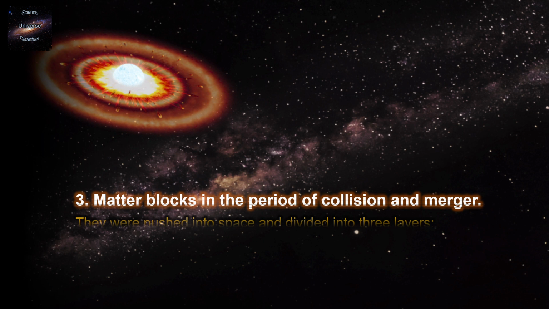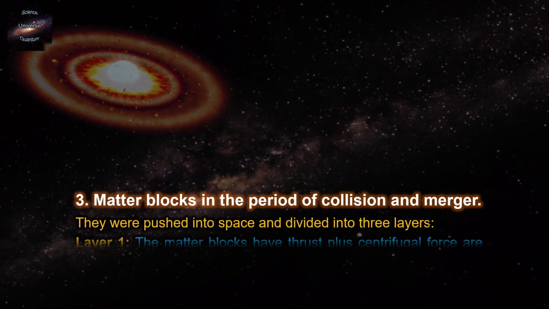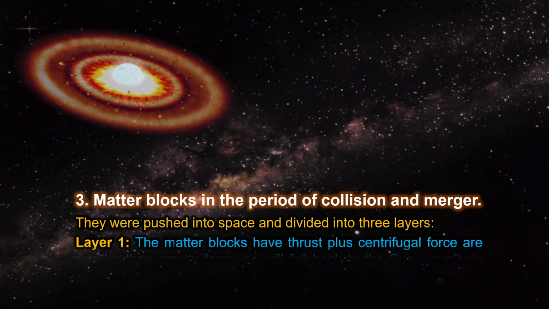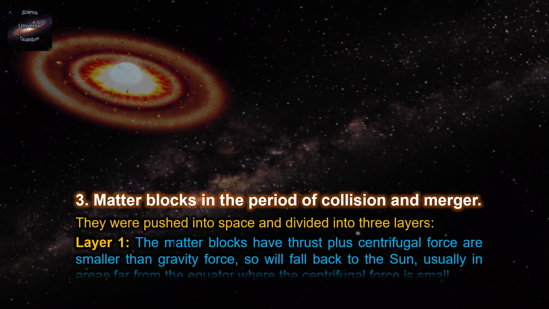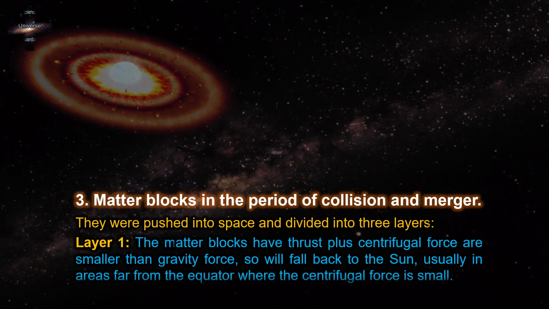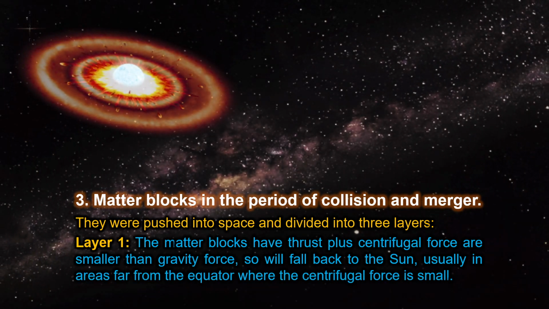3. Matter blocks in the period of collision and merger. They were pushed into space and divided into three layers. Layer 1. The matter blocks have thrust plus centrifugal force smaller than gravity force, so will fall back to the Sun, usually in areas far from the equator where the centrifugal force is small.